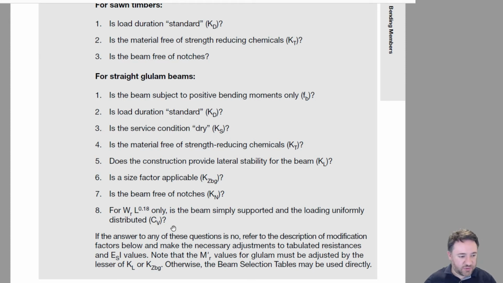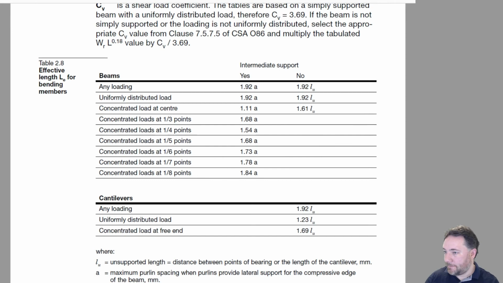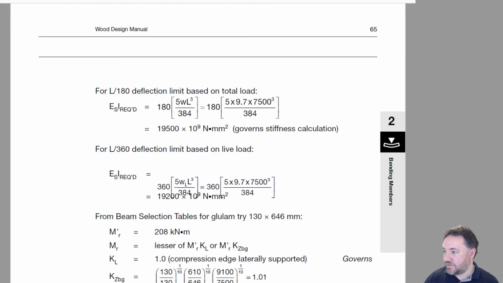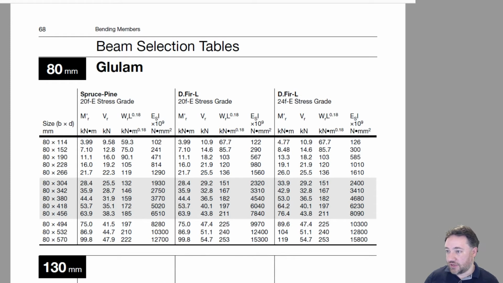So in this case, we're a little bit lucky because we satisfy all these criteria except potentially KL. And again, we're going to come back and check later to see if that's actually the case. Okay, so let's go to the appropriate table for Glulam. I'm just going down, down, down. It starts with the beam selection for sawn timber, and now we have the Glulam selection table.